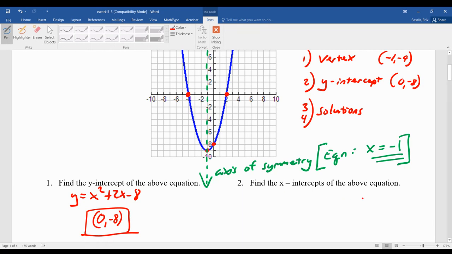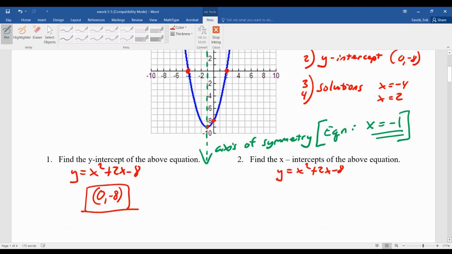Now, find the x-intercepts of the above equation. Again, we already found the x-intercepts. Here, we knew that x was going to be -4 and x was going to be +2 based on the graph. But we don't always have the graph in front of us. So if we were to solve this, again, I'm just rewriting that equation. We're going to use all of our quadratic solving skills that we've learned now over the weeks.